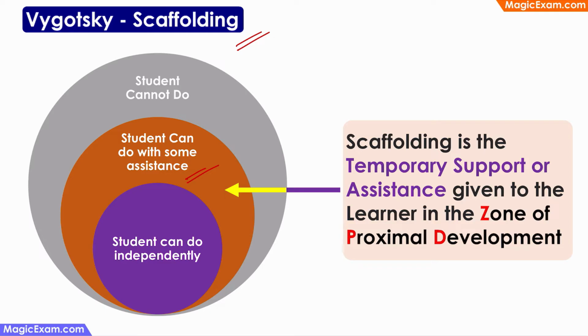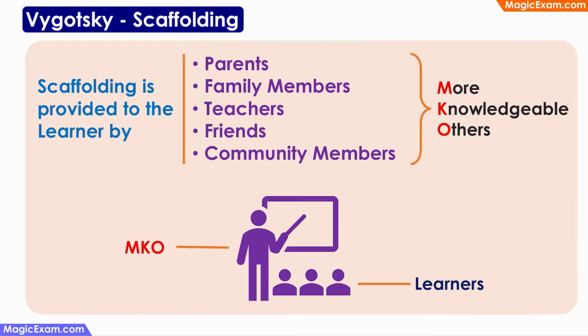Therefore, the assistance that is provided to the student is nothing but scaffolding. Now, who gives scaffolding to the learner or to the child? Well, scaffolding can be provided by the parents, by other family members, by the teachers, by friends, and by community members. Whoever is providing this scaffolding must know more about that activity than the learner. Therefore, the other person who is providing the scaffolding is the more knowledgeable other. In a classroom, the teacher is the more knowledgeable other because the teacher knows more than the students.